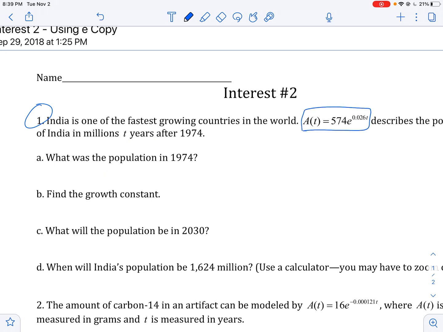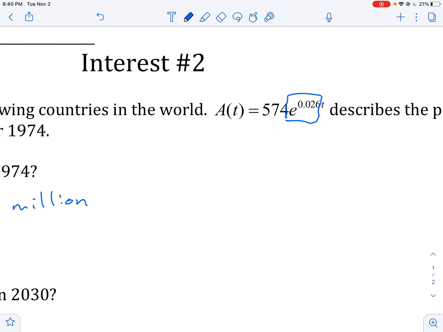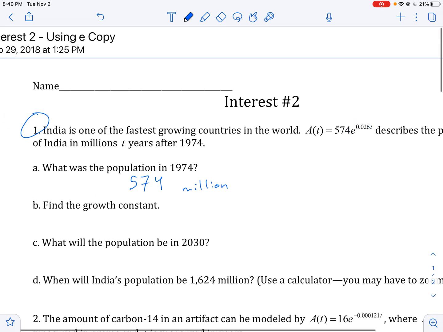Well, you have to look at it and find the principal, or the starting amount, which is this thing here, 574. And it's in millions, so put million. And now we need to find the growth constant. That means what do you times 574 by every year? You plug in this part, and it's just e to the 0.026 power. So I'm going to put that e to the 0.026 power, and we're getting a decimal approximation from this.